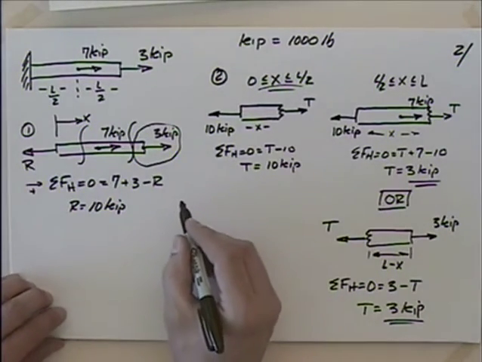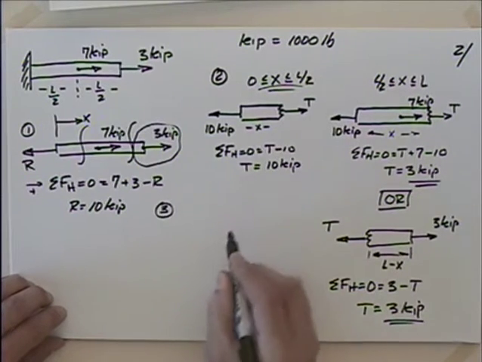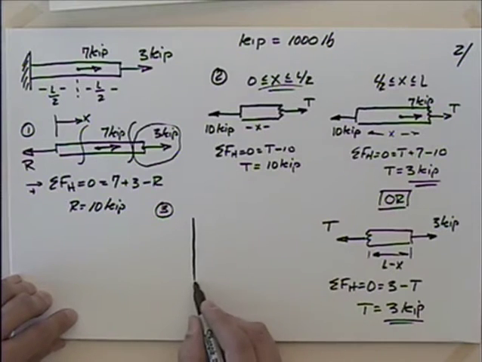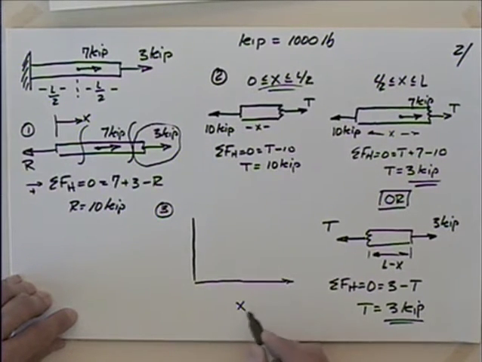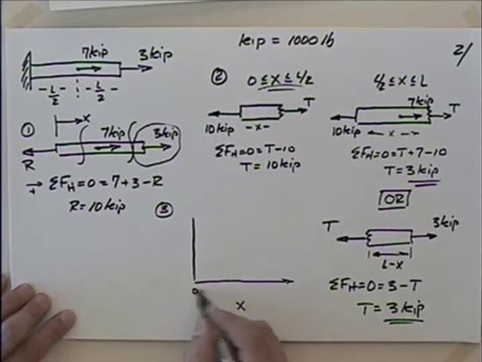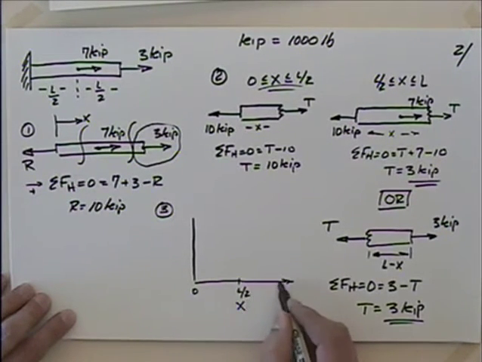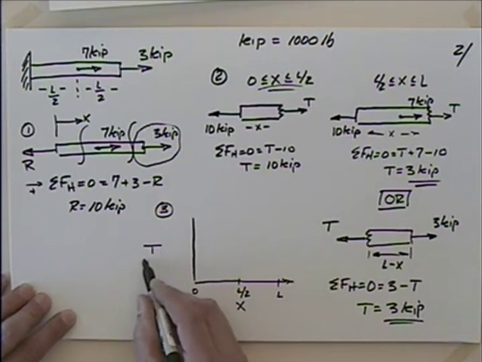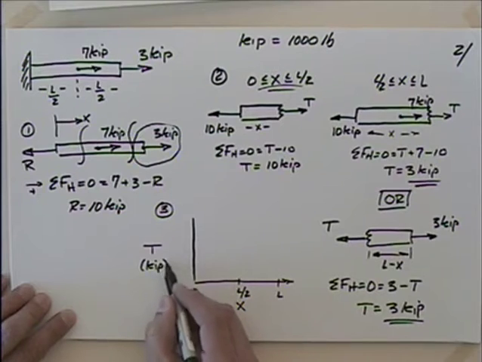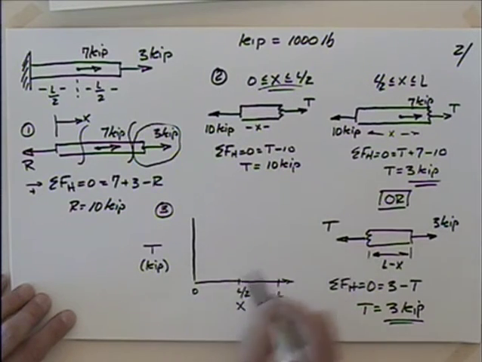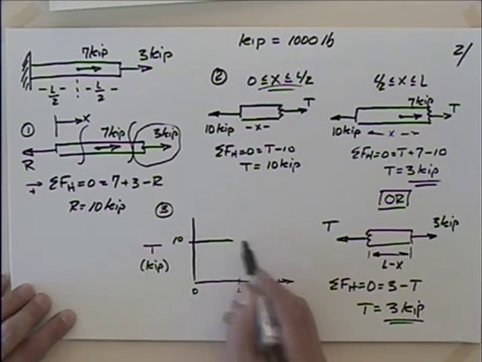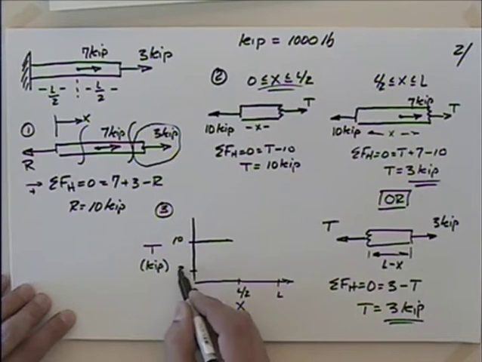So let's finish this up with the space that I have left, and I'm going to go to step number 3, which is a plot of this thing. So I'll put the X dimension here on the horizontal. I don't think I have units for that, so I'll just leave it as X. It would be 0 and L over 2, and then L. And I will have then the internal tension here in units of kips. So what do we have for the first piece? It's 10, right? So I'll have something like that. And then what's it drop down to? 3?